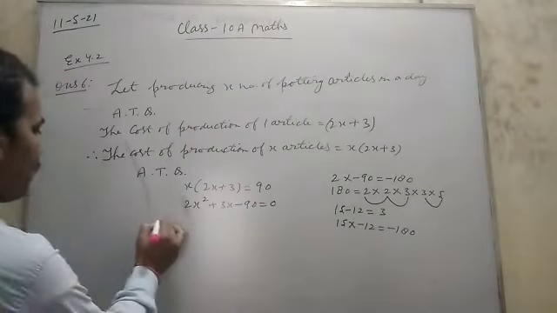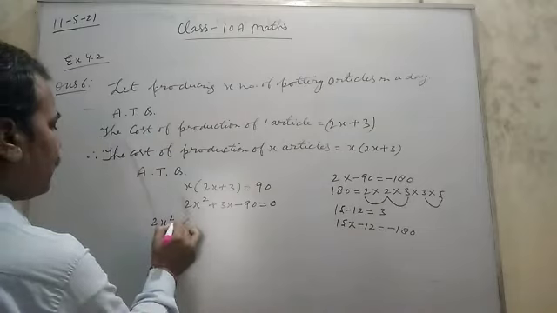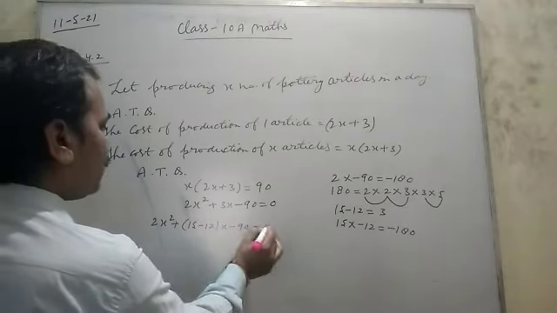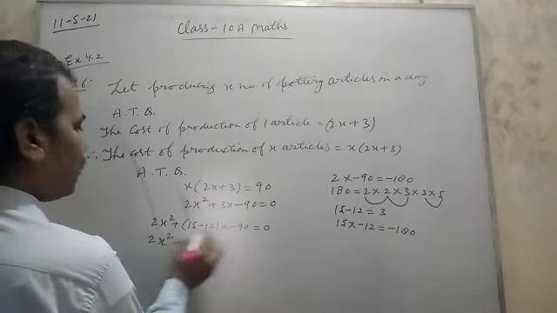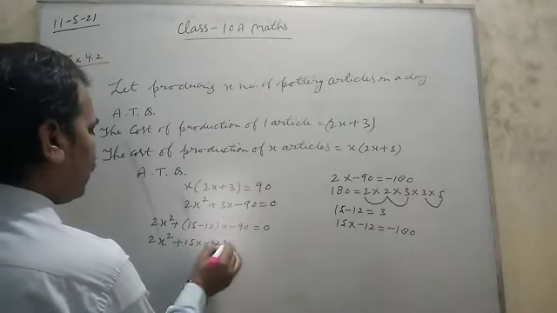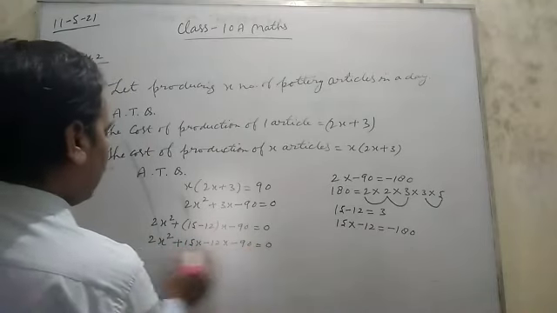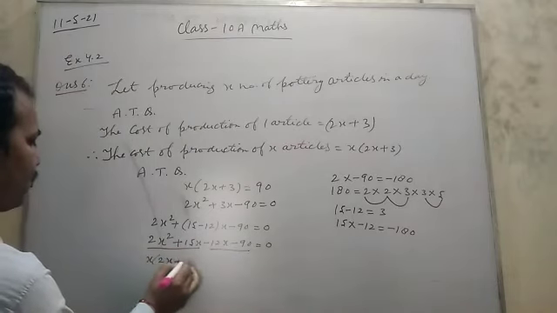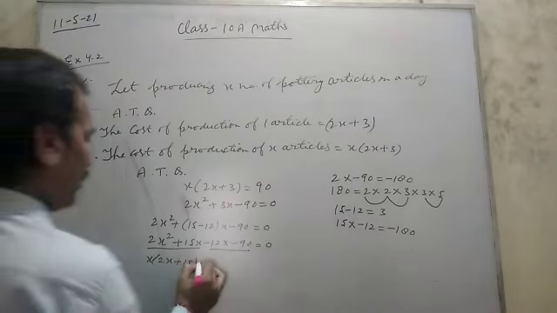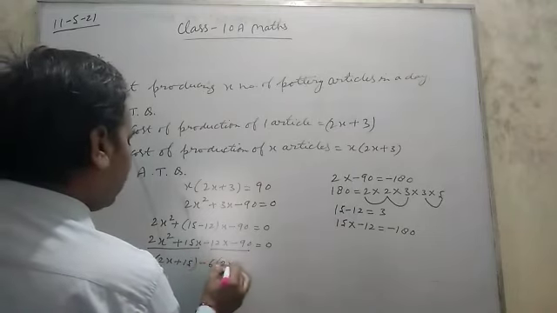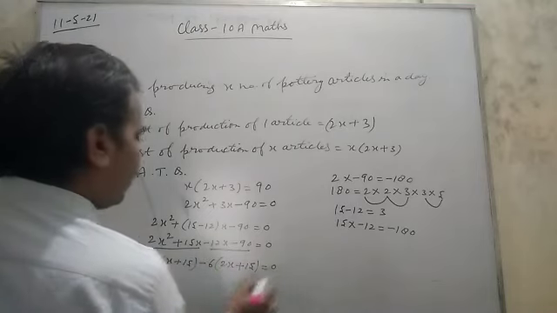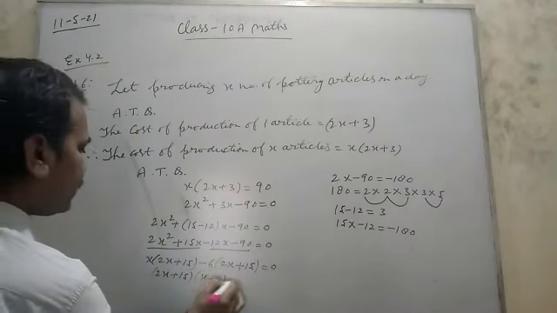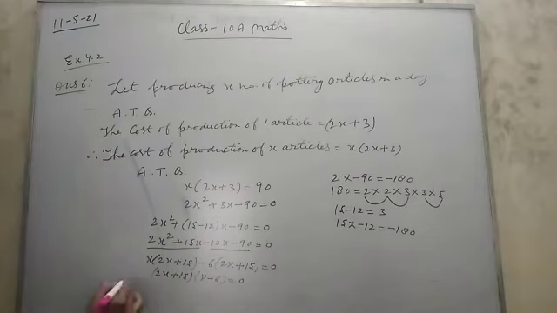Then put here. So 2x square plus, in place of 3, 15 minus 12. So from first take x common. So 2x plus 15, minus 6 take common. So 2x plus 15. So again 2x plus 15 common, x minus 6. Then separately put 0.